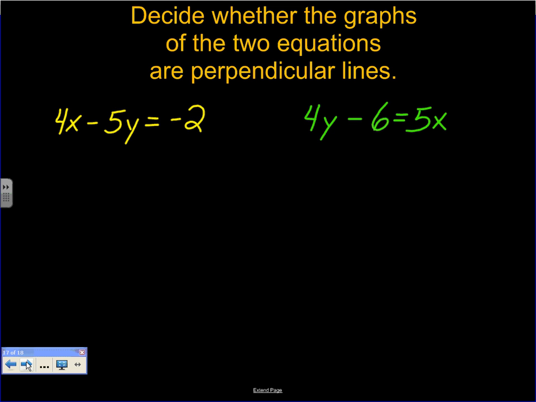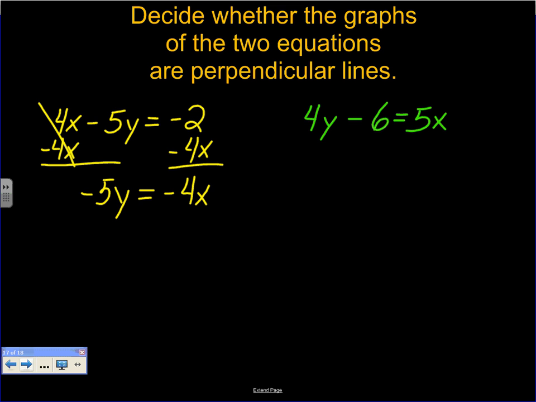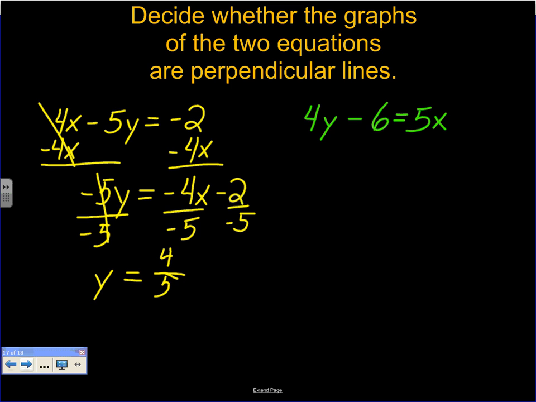On the left side here in yellow, to get y by itself, we're going to subtract 4x from both sides. The 4x's cancel. We're left with negative 5y is equal to negative 4x minus 2. Divide everything by negative 5. The negative 5's cancel. We have y is equal to. Now we have negative 4 divided by negative 5. So we know negative divided by negative is going to give us a positive. And 4 over 5 does not reduce. So we leave it as 4 over 5.